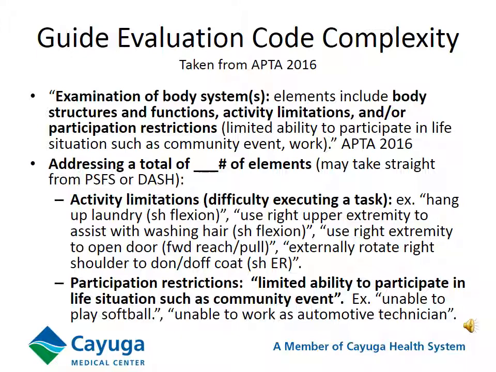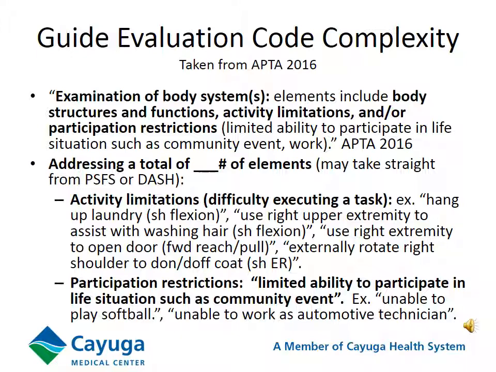The activity limitations would include things that relate to having difficulty executing a task, such as hanging up laundry for shoulder flexion, using the right upper extremity to assist with washing hair, again with shoulder flexion, using the right upper extremity to open a door, where you would reach forward and pull, externally rotate the shoulder to put a coat on or remove a coat, which will require a number of movements, one of which is shoulder external rotation. So you can tie some of these activity limitations to some of the impairments the patient has in your documentation.